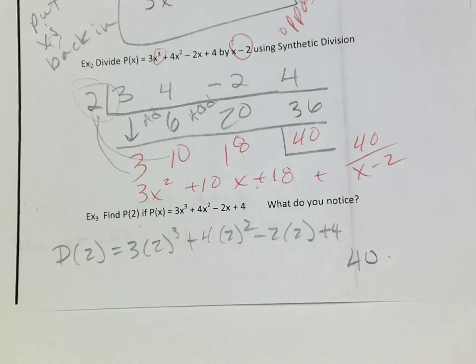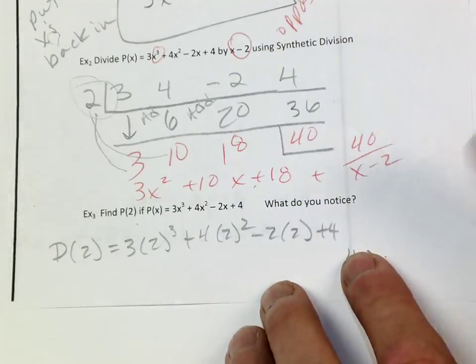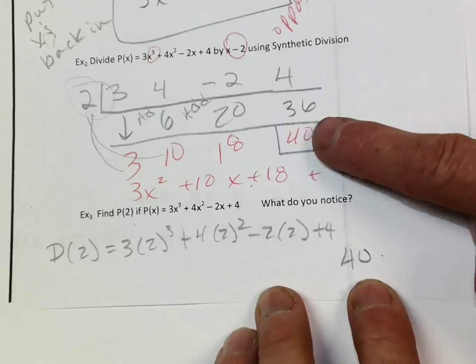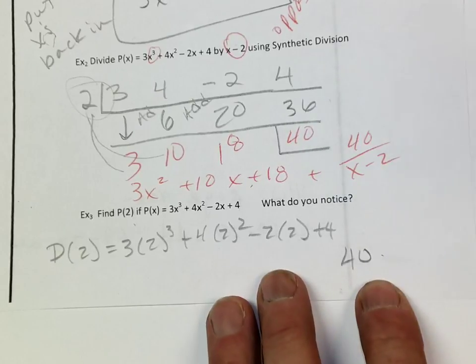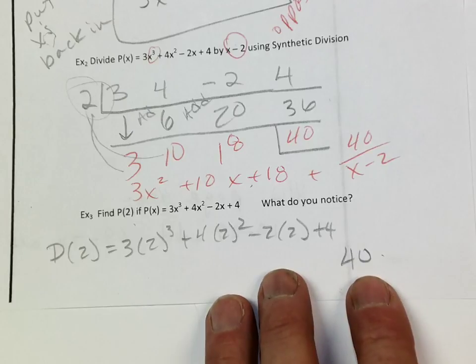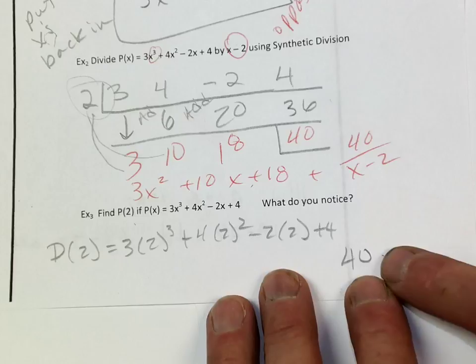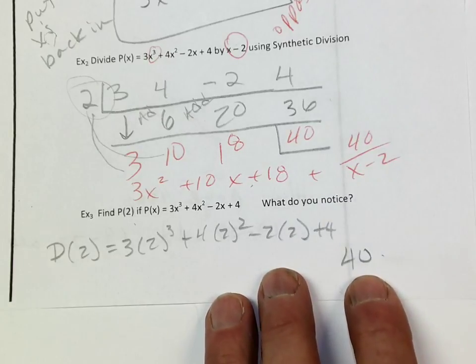Big deal. How does that help me? So if I plug it in, I get the remainder. Okay, I didn't get the answer, but I got the remainder. Big deal. I get 40. How would that help me? What would that tell me? I got the remainder. Cool. So all this work, I got 40, or I could just plug it in and get 40. Well, what if the remainder was 0?